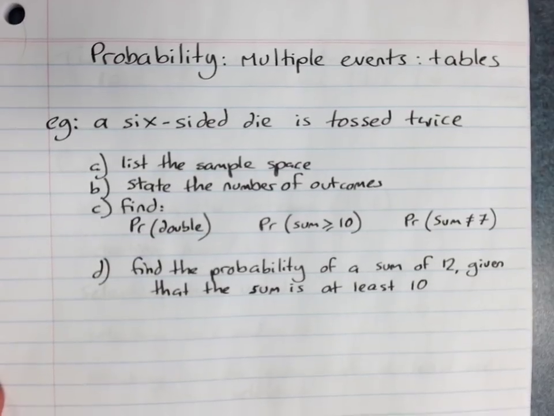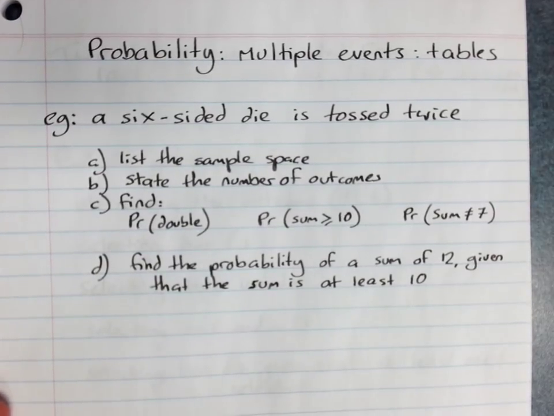Probability of multiple events using tables. So in this example, a 6-sided die is tossed twice. List the sample space.